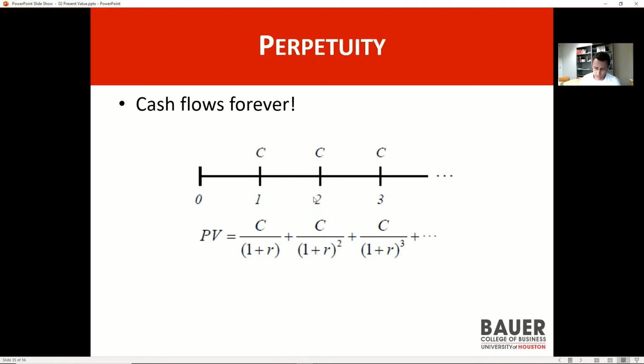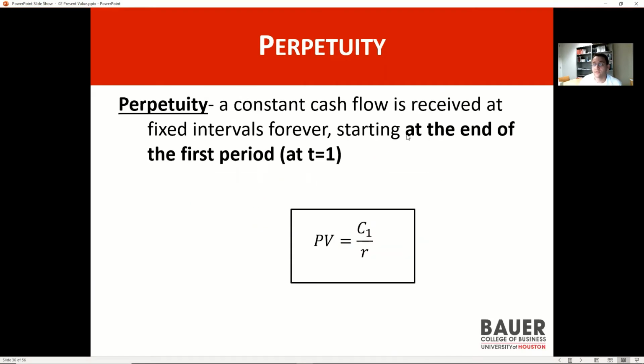Okay? So if we wanted to, we could value these just like we value every other cash flow, right? The present value is the present value of this first cash flow, C divided by 1 plus R, plus the present value of the second cash flow, C divided by 1 plus R squared, plus the value of this, on and on. But the problem is there's an infinite number of them, so you can't do that. Fortunately, we have a very nice shortcut.